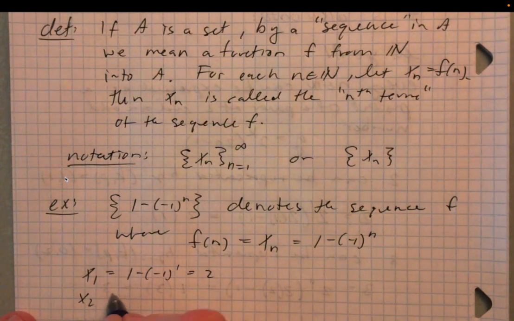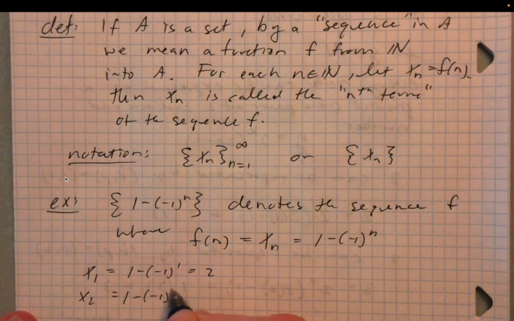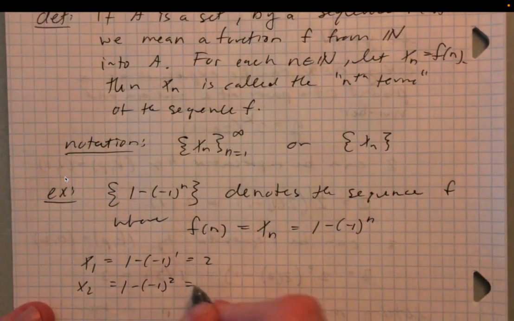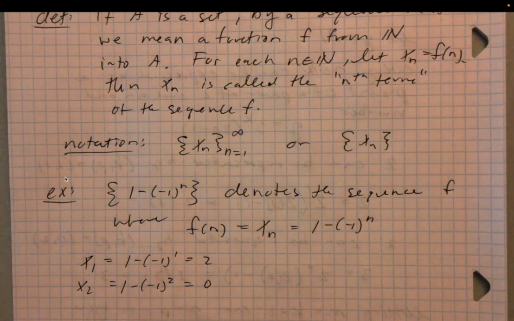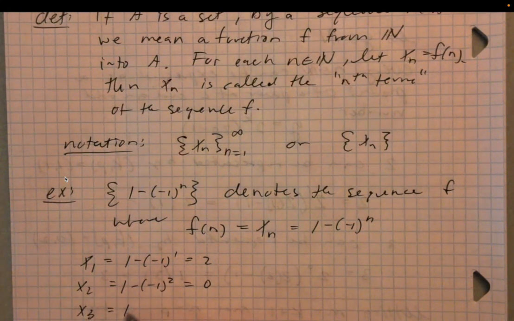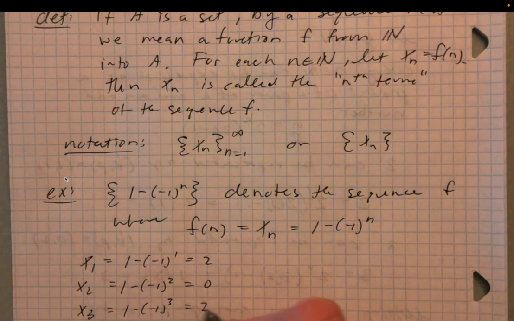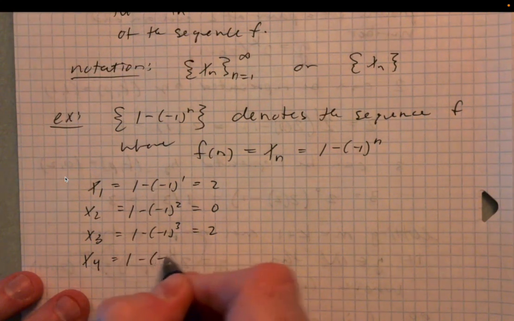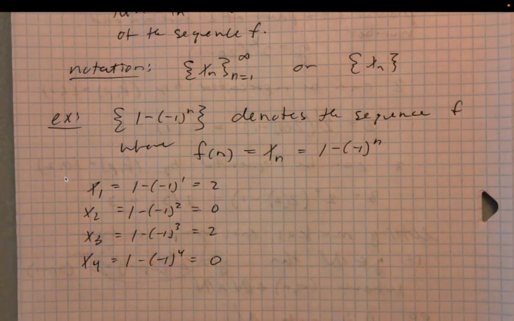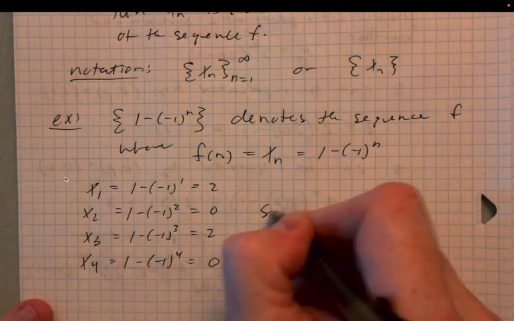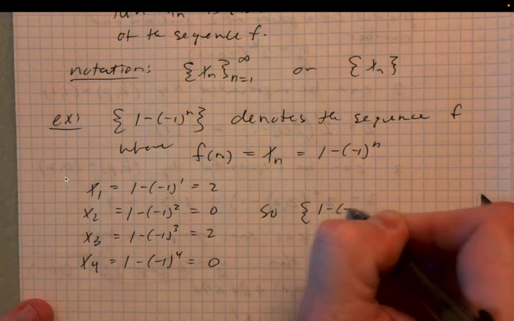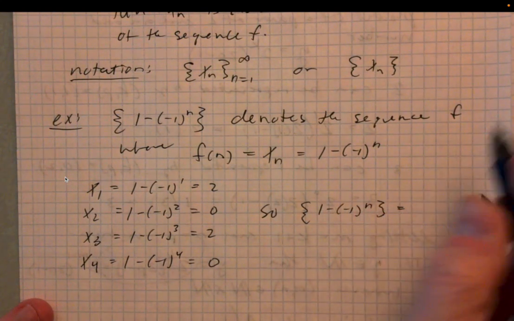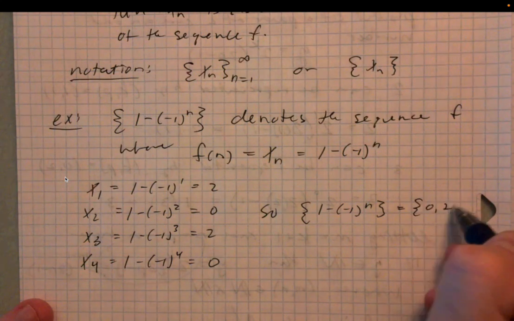And x2 would be 1 minus negative 1 squared, which would be 0, 1 minus 1. x3 would be 1 minus negative 1 to the third power, which would again be 2. x4 would be 1 minus negative 1 to the fourth power, which would be 0 again, right? And so we could say that 1 minus negative 1 to the nth power is actually just the sequence 0, 2.